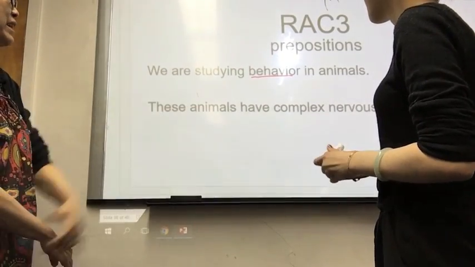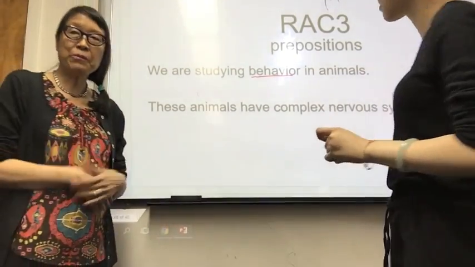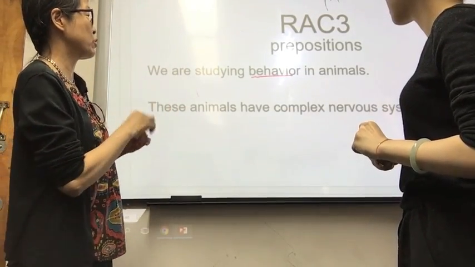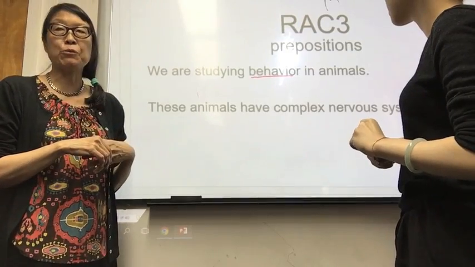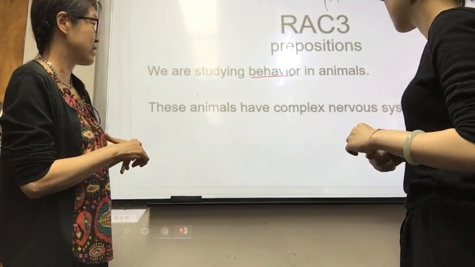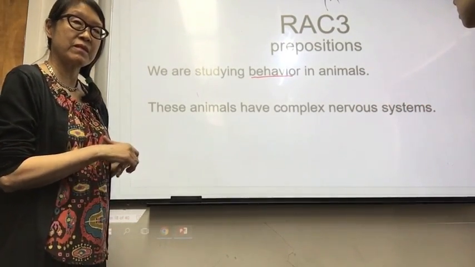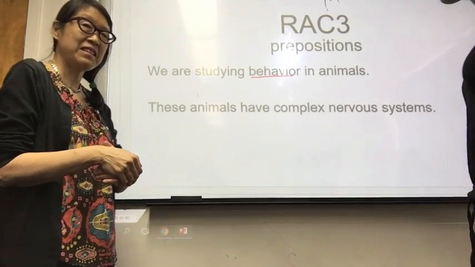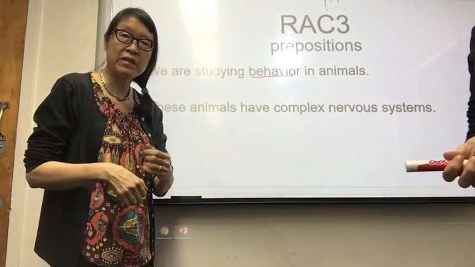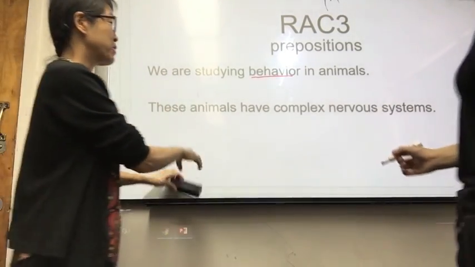So it's something in the second sentence. These animals. Does anyone want to help? How can we make a prepositional phrase describing animals? With, you're getting close. Complex, yeah, loudly. With complex nervous system. Okay, so do you think you can go ahead and do that, Ada?